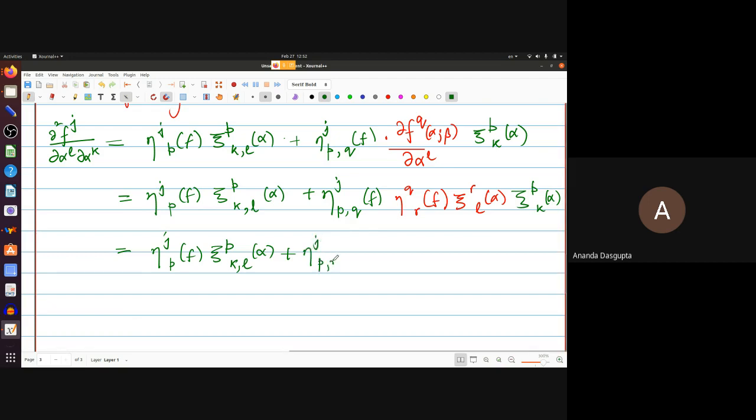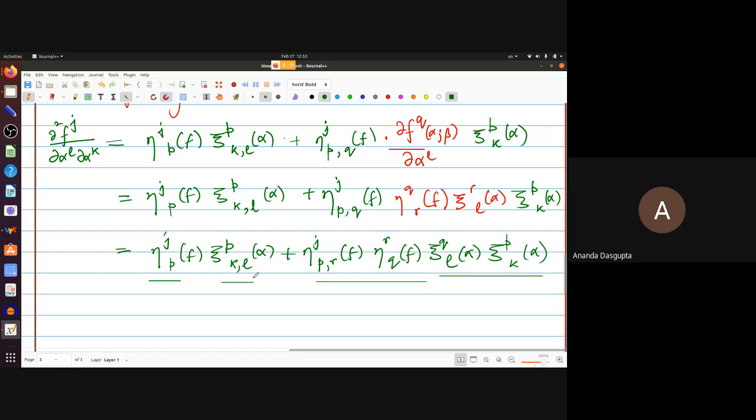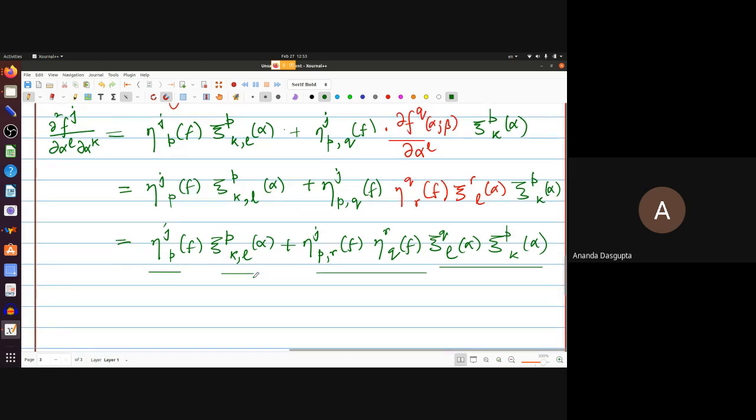Eta j p comma r of f, eta q j f, r j f, the qr, so I will just change it to rq. So two etas, one a derivative, one actual eta, two xi's, and here one eta, one xi derivative. Okay? That's what del 2 fj del alpha L del alpha k is.